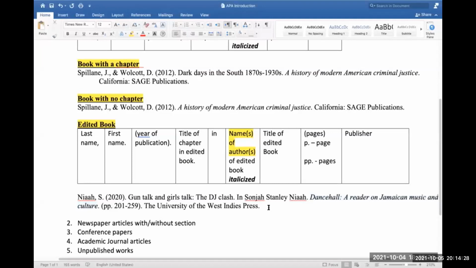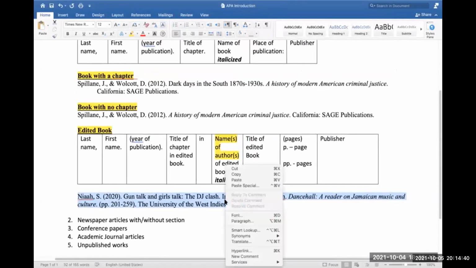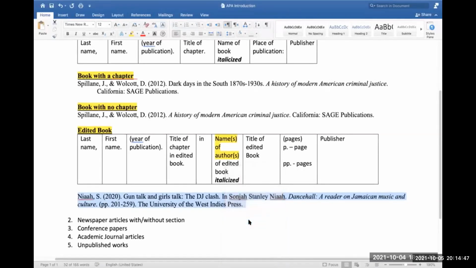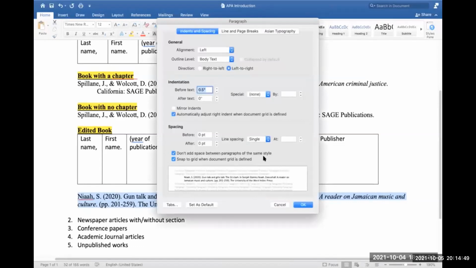Yes, sir. You're going to highlight everything, and you're going to hanging indent it. Tell me what to do. I highlight it. What do I do next? You go to paragraph. Press the right mouse button, not the left, and press paragraph. Then click special and select hanging, and press OK.